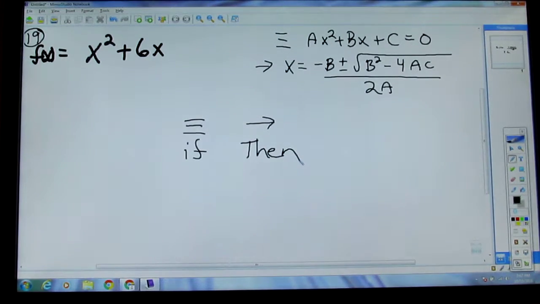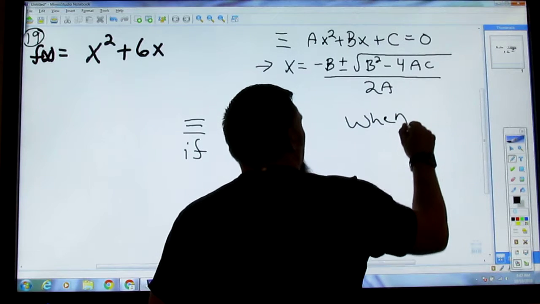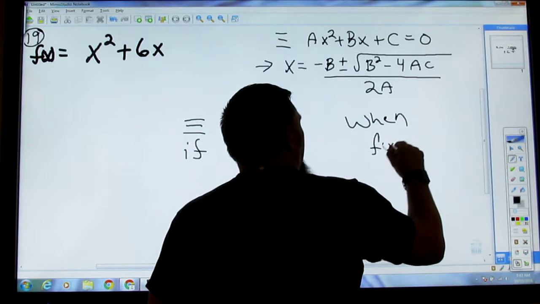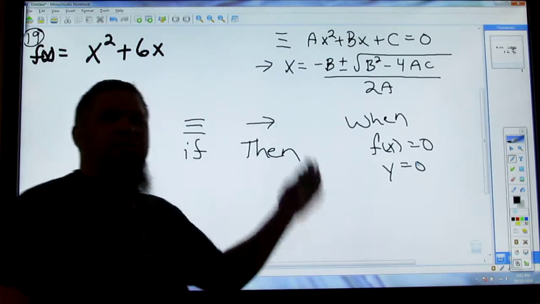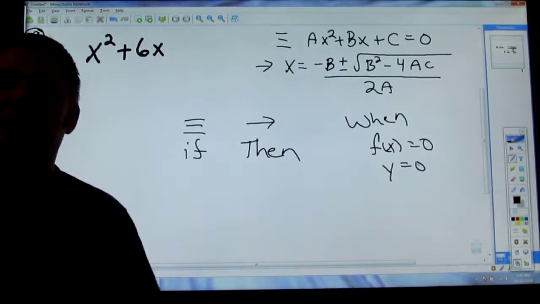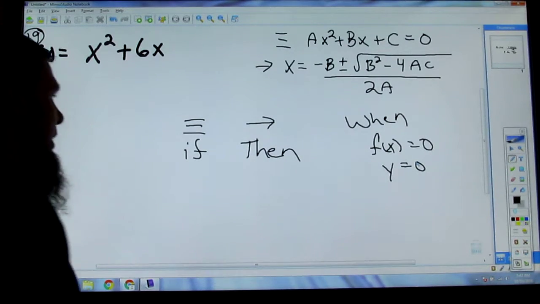And what we're doing is we're trying to find what's called the zeros. Okay? When y is 0, or when f of x is 0. So when f of x is equal to 0, or y is equal to 0, this is what solves it. Okay? This is what's going to help us solve it. Alright?